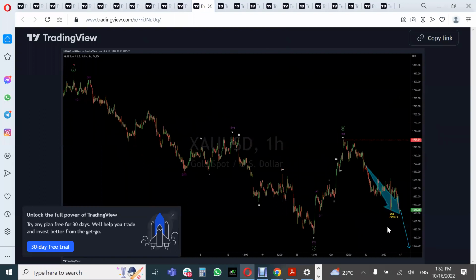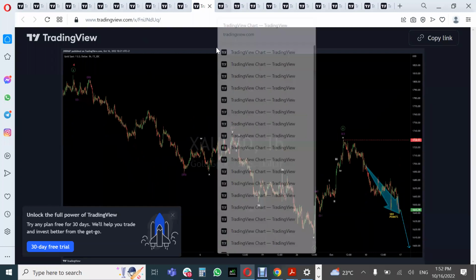Let's see how this one plays out. Gold pushes to the downside, 584 points, not pips. Points is different here. We're talking points on gold.